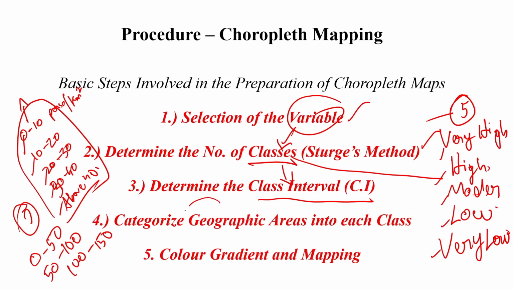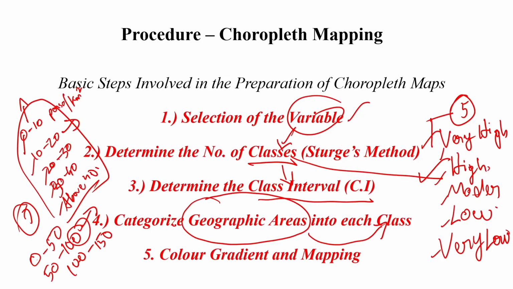And then, based on this class interval, you categorize your geographic area into each class. Which particular district falls under the class very high, which falls under the class high, which particular district or taluk or state is coming in the class interval of 50 to 100, which particular state is coming in the class interval of 10 to 20? This is the question you will ask. So you will choose your variable, define your class, then go for class interval, and then ask which district is coming under which class interval group.